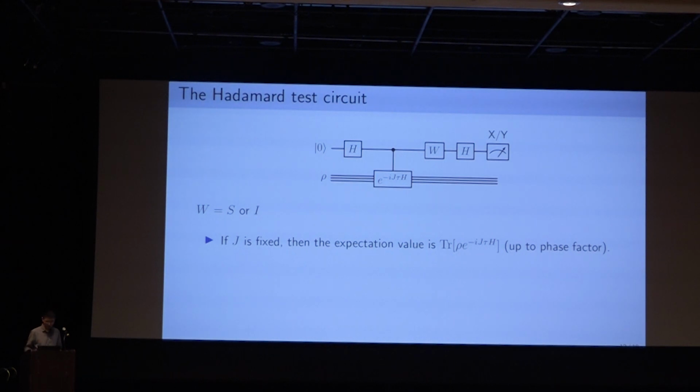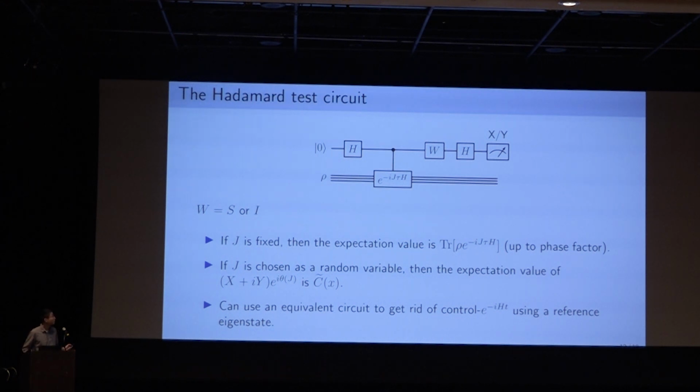The approximate CDF can be computed using a very simple circuit. It's just this Hadamard test circuit. If you fix j in this circuit, what you get will just be the expectation value of this unitary, which is what you do in the standard Hadamard test. But if you choose j randomly, then you multiply the expectation value by a phase factor, and you can evaluate this function, the approximate CDF, with some statistical noise, which you reduce by sampling.